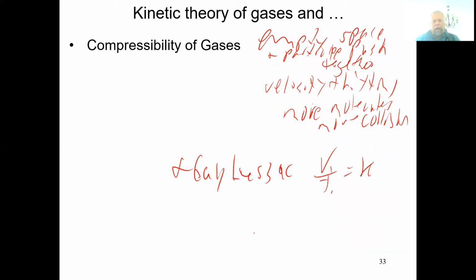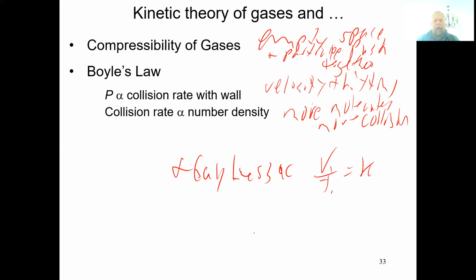Essentially, what it explains is the compressibility of gases. You have empty space in between. You can push them together. More molecules, more collisions. You get Boyle's law from that. The pressure is proportional to the collision rate with the wall. The collision rate is proportional to the number density, and the number density is proportional to 1 over the volume. And the pressure is proportional to 1 over the volume.